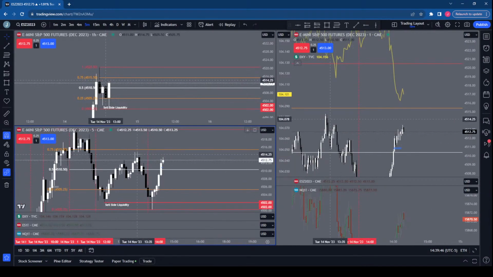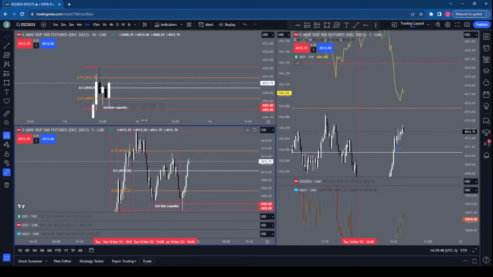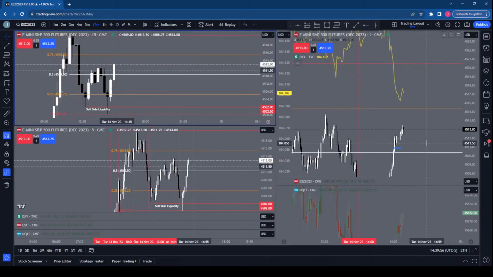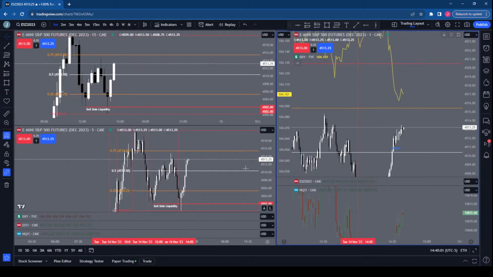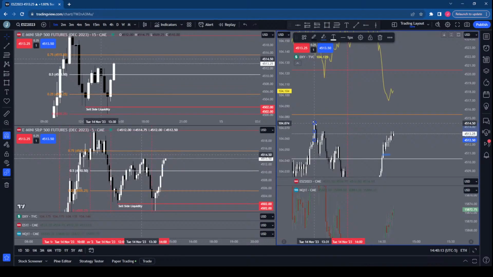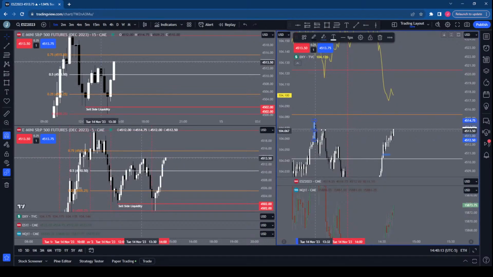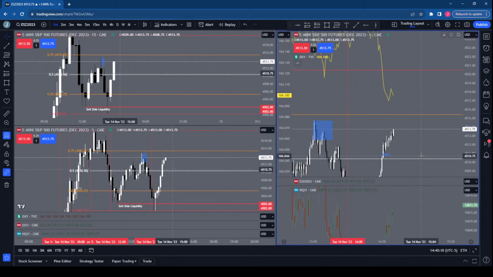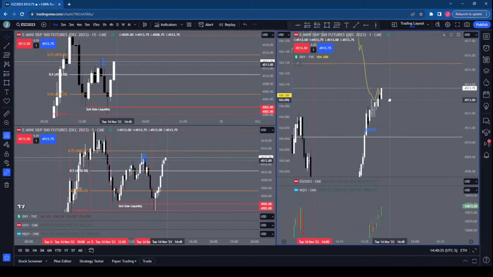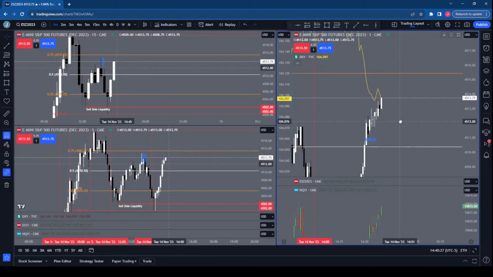And this is just such a significant high in the 5-minute. It looks like we're going to take it, but it's also a 15-minute high. Trying to find a fair value gap for us to enter in on.